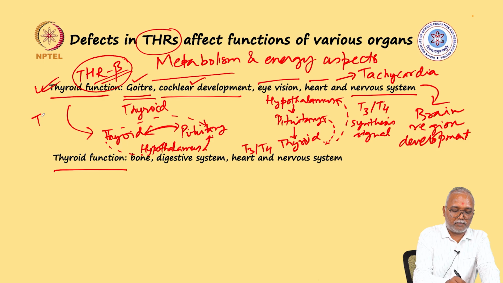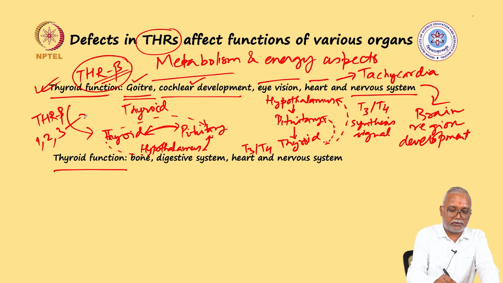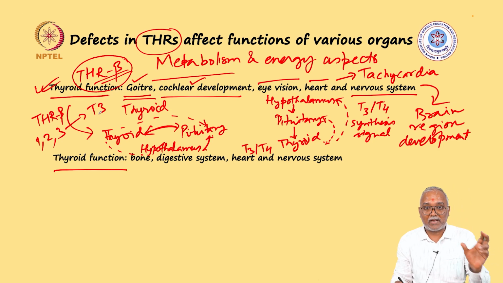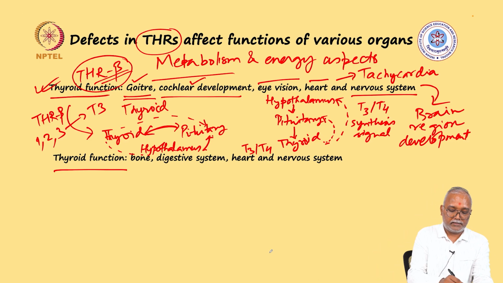So the functions which are mediated by THR beta are more widespread for the fact that all three forms of THR beta, whether it is 1, 2 or 3, all can bind to T3, thus they can form that active complex with THR and the activator and the T3. So they will have more widespread effect than THR alpha.